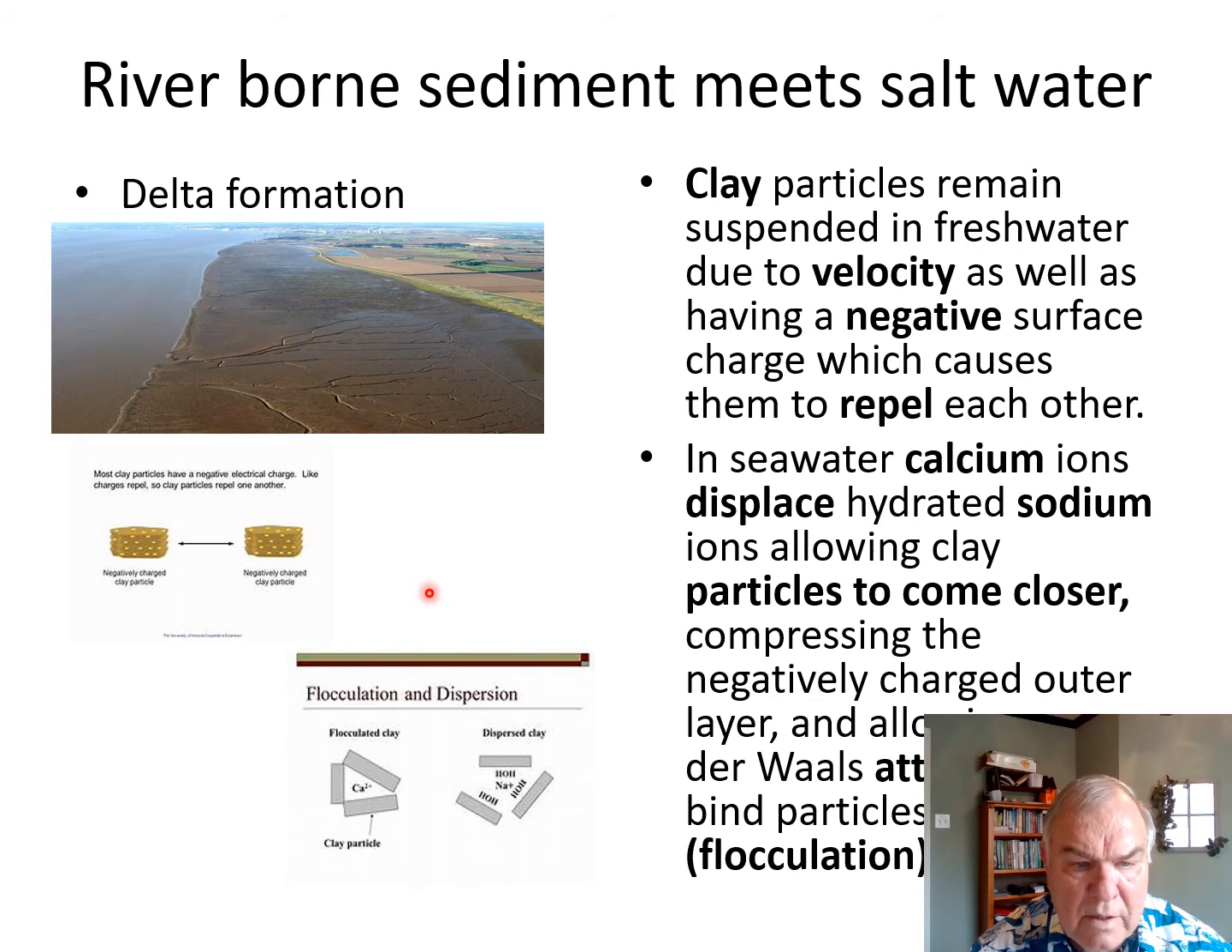Basically, clay particles remain suspended in freshwater due to both the velocity of the river water as well as each of them having a negative surface charge, which causes them to repel each other. Like charges, remember, repel. So you can see here negatively charged clay particles repelling each other. Here's the delta.